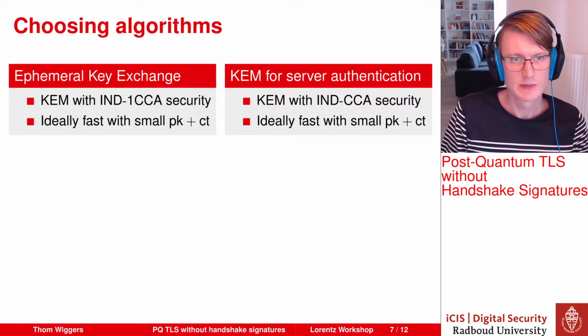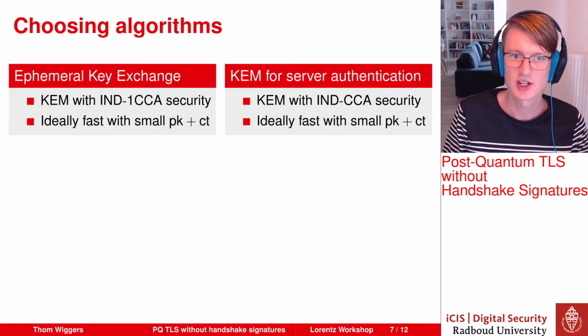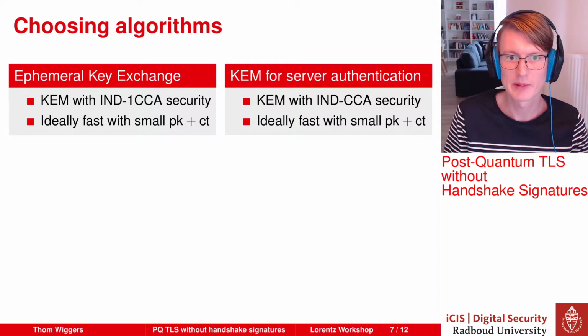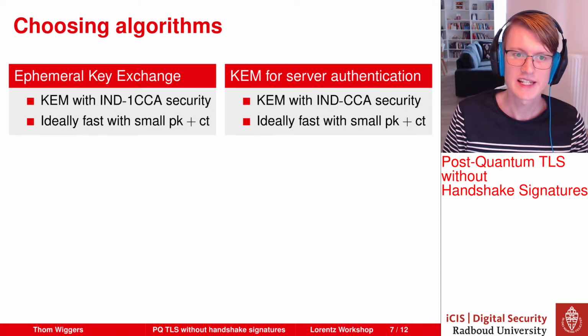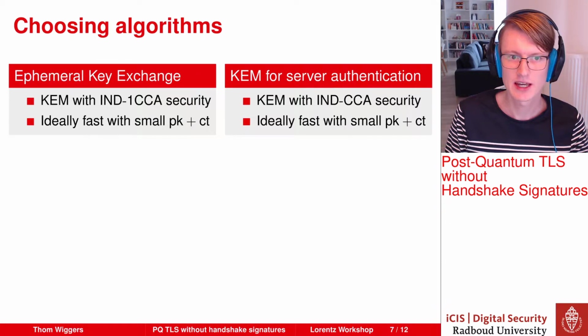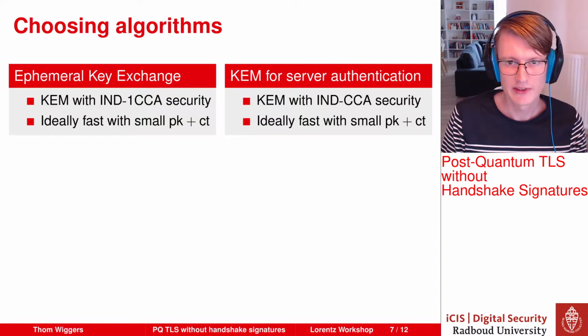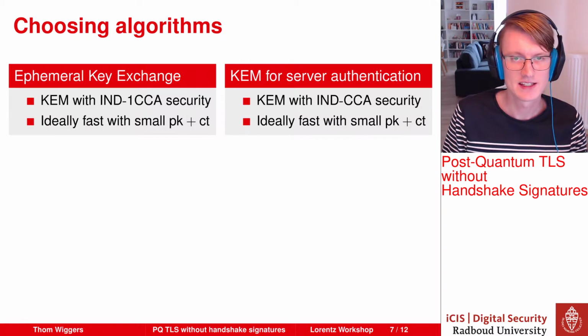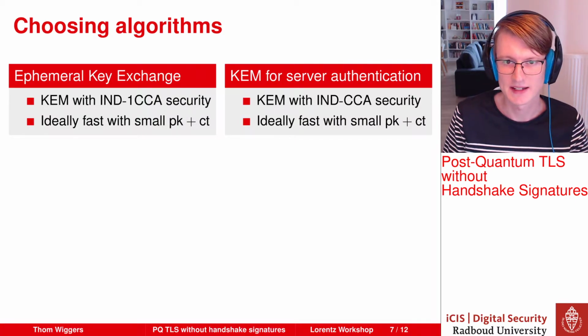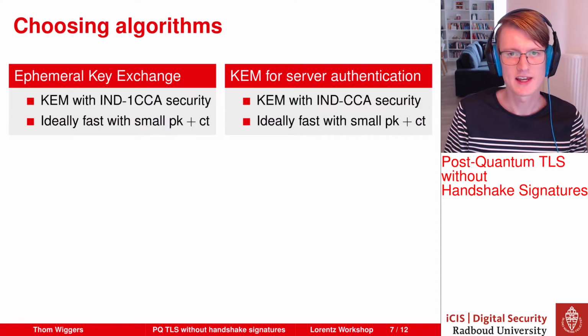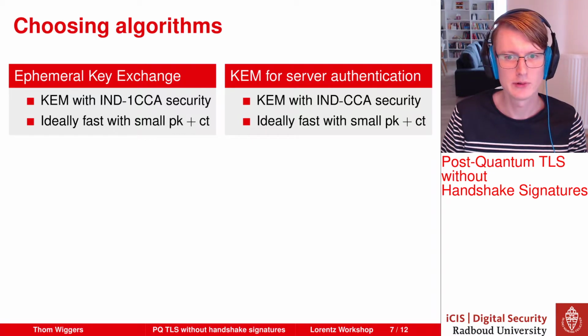So you need to choose some algorithms to put in all of these phases. There is the ephemeral key exchange, for which you need a CAM with a small public key and a ciphertext. Surprisingly, this cannot be a CPA secure CAM. You need slightly more. You need to be able to answer a single decapsulation query if you want to simulate this. The server authentication CAM needs to be CCA secure, which is also what you would expect. But here again, we want something that is fast in terms of computation time and also has a small public key and ciphertext, so you have fewer bytes on the wire.